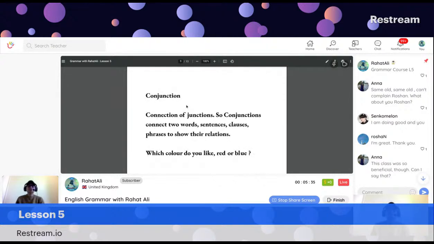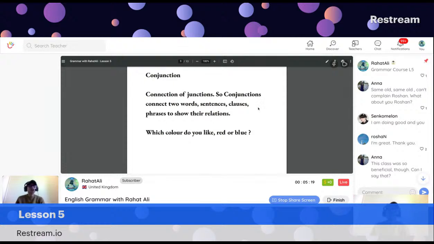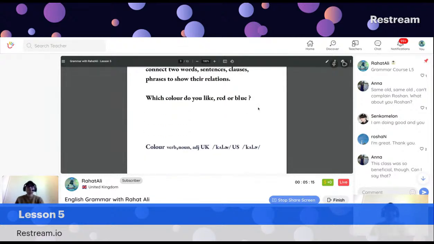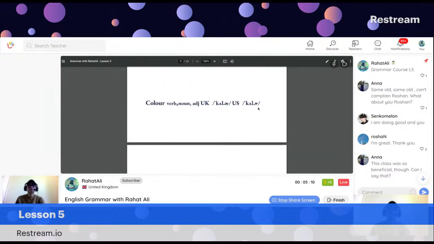Okay, conjunctions, meaning the connection of junctions, which means the connections of two words or sentences or clauses or phrases to show the relations. Like, which color do you like, red or blue? Word that connects, remember, quickly. Color is a verb and color is a noun, remember? It's a colorful matter. Color is an adjective as well. Colorful is an adjective.